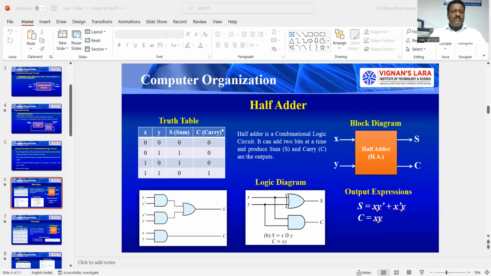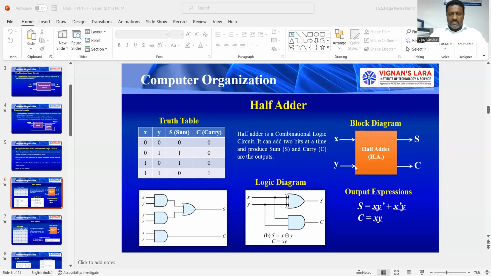Later, the second step is making a truth table of it. So I have 2 inputs. The possible combinations are 4. We know that by using 2 variables, we are going to get 2 power 2 combinations, that is equal to 4 combinations. Those are 00, 01, 10, and 11.